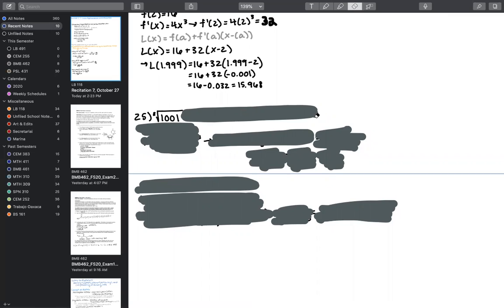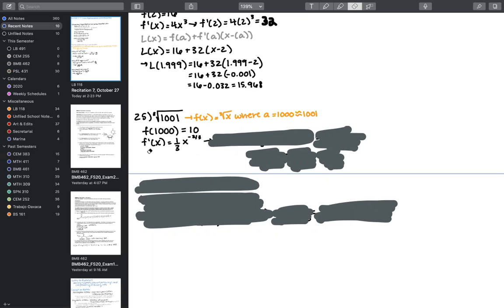All right, so one more problem. Again, f of x, we're going to treat this as cube root of x, where a is equal to 1,000, which is roughly equal to 1,001. And so again, we're going to come up with f of 1,000 to set up for our linearization equation. We'll also come up with f prime of 1,000.